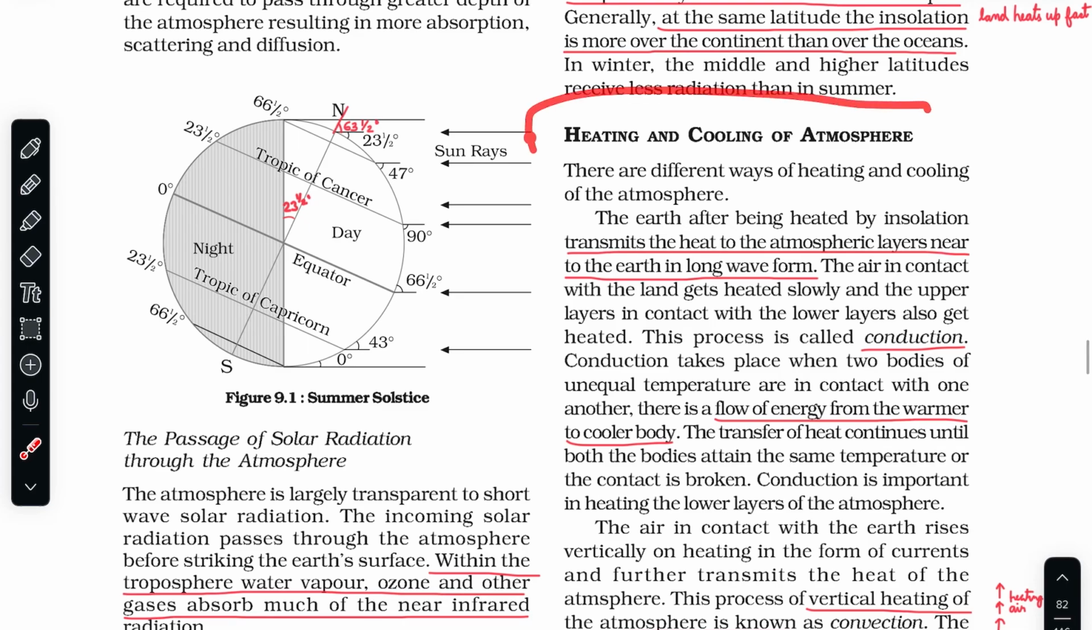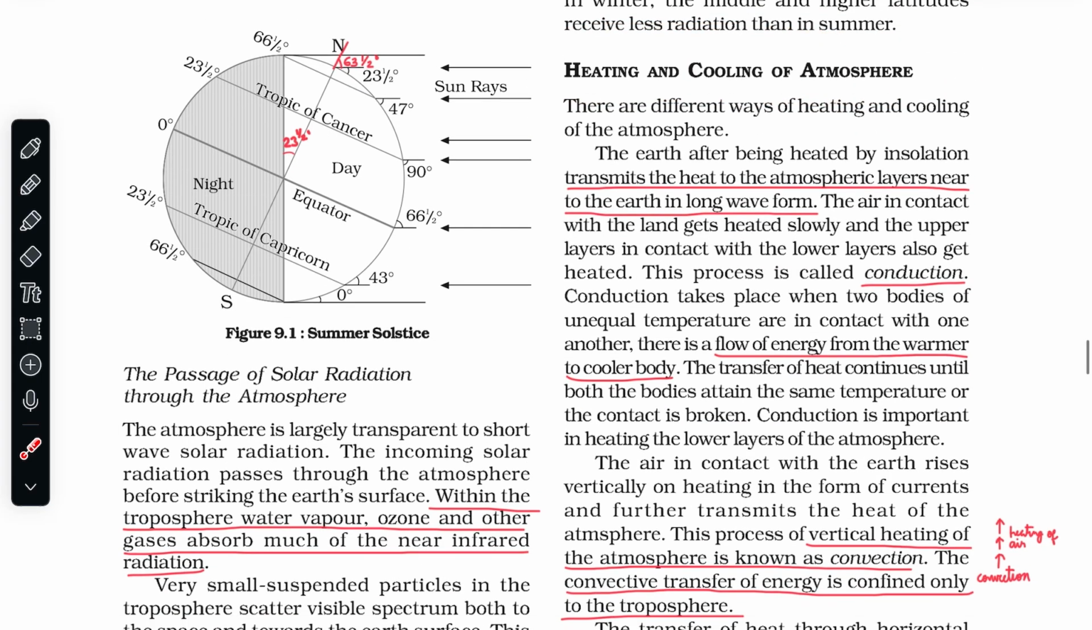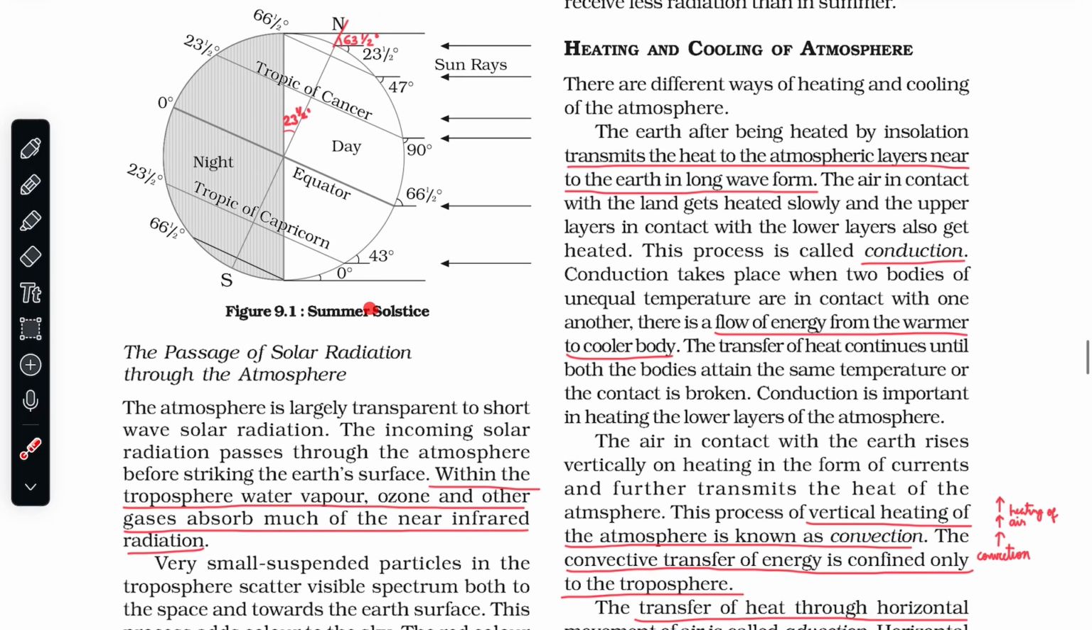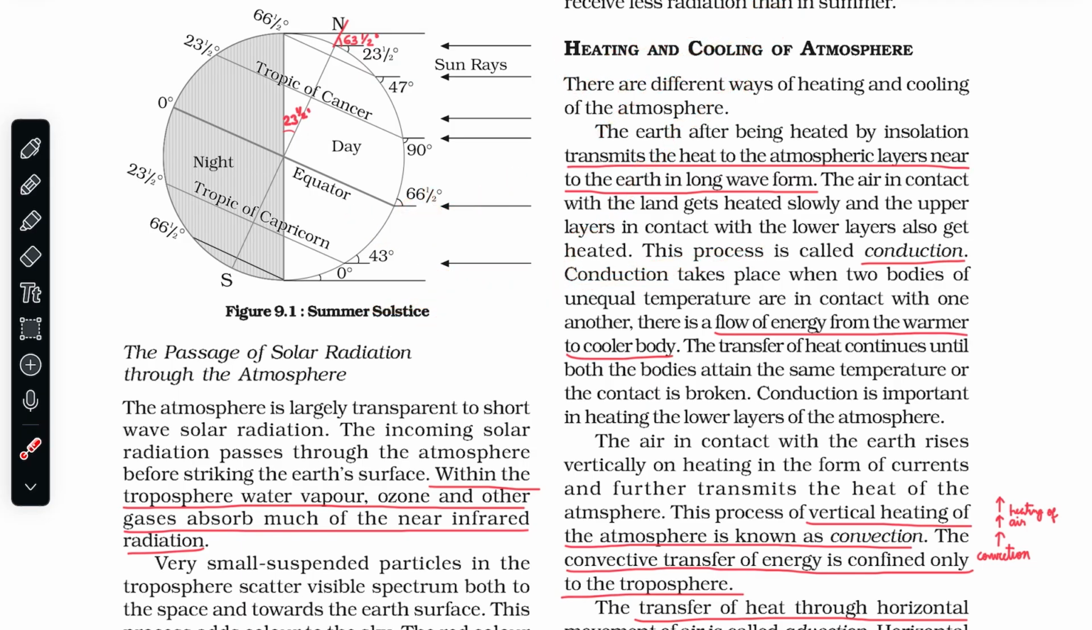Then, the heating and cooling of the atmosphere. The different ways of heating and cooling of the atmosphere. The Earth, after being heated by insolation, transmits the heat to the atmospheric layers near to the Earth in long wave form. If this is the Earth's surface, the incoming radiations are short wave, whereas the outgoing or terrestrial radiations are long wave.